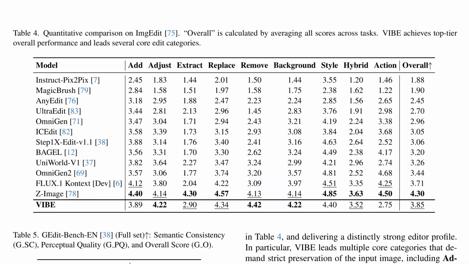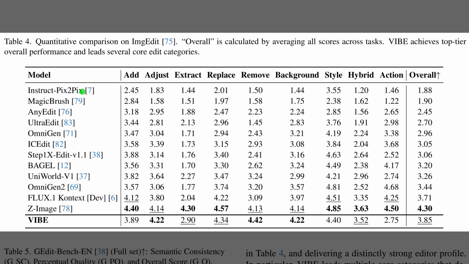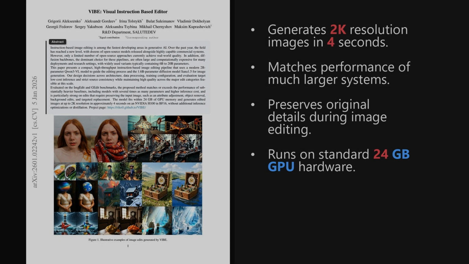While the previous table focused on general consistency, Table 4 digs into specific editing tasks on the G-Edit benchmark. The columns here represent different operations, ranging from adding objects to changing styles. Looking at the bottom row, Vibe achieves an overall score of 3.85, ranking second among all methods. It performs exceptionally well on tasks that require keeping the original image intact, leading the field with scores of 4.42 for remove and 4.22 for background edits. However, performance drops to 2.75 in the action column, likely because complex geometric changes are harder for the compact diffusion backbone to handle.